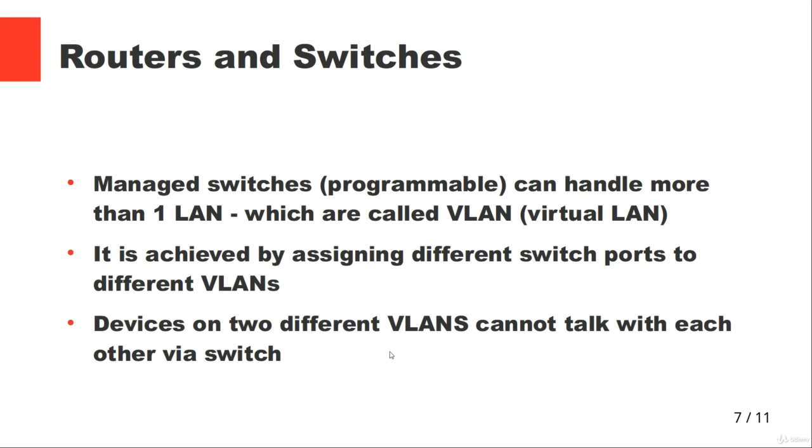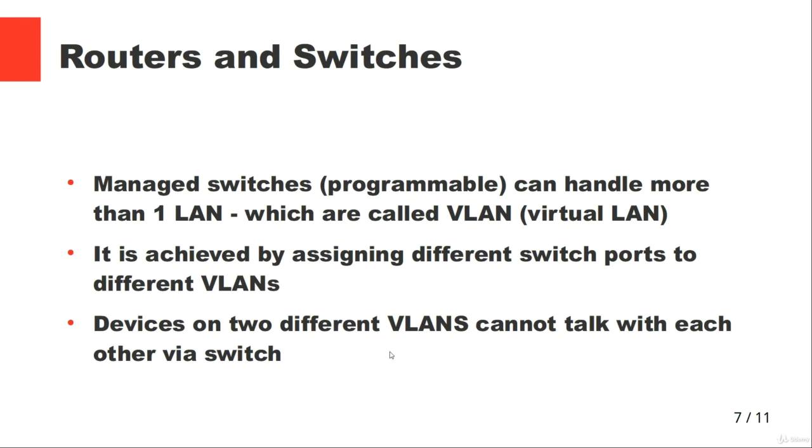Even if you have one switch with multiple devices, but you have two VLANs, and those devices are on that one switch but on different VLANs, they cannot talk with each other through that switch. Despite being physically on the same device, logically they're on two different devices. So that single switch logically works like two completely separate switches.